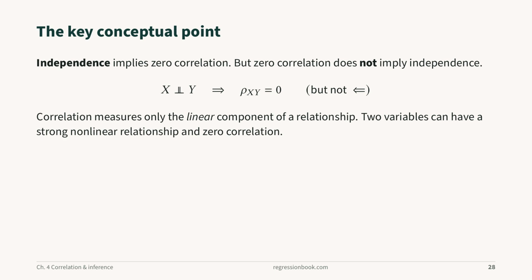Now the key conceptual point of the chapter, one line long. Independence implies 0 correlation, but 0 correlation does not imply independence. Correlation measures only the linear component of a relationship. Two variables can be strongly related, even deterministically related, and still show 0 correlation, as the next pages demonstrate.